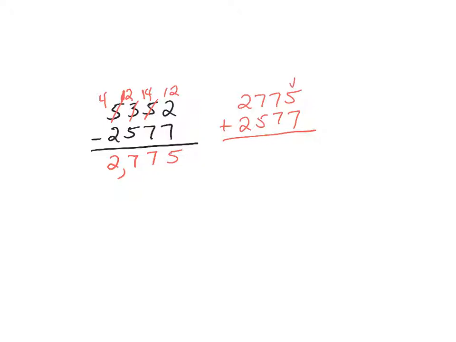Let's see, 5 plus 7 gives me 12. Put down the 2, carry the 1. 7 plus 7 is 14, plus 1 is 15. Put down the 5, carry the 1. 7 plus 5 is 12, plus 1 is 13. Put down the 3, carry the 1. 2 plus 2 is 4, plus 1 is 5. So I get 5,352, which is what I started with. So it does check.